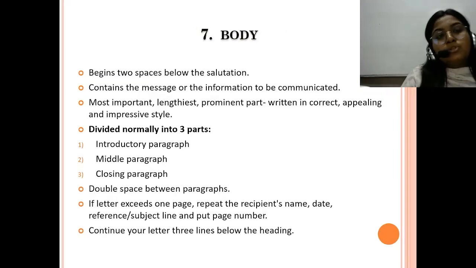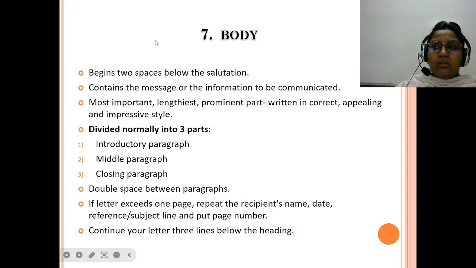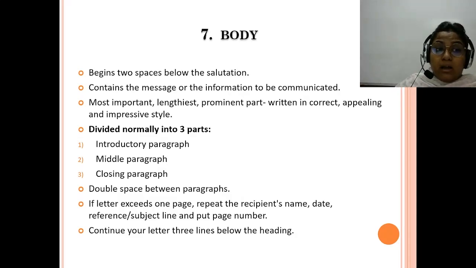Now, next comes the body part. What is a body? So, what is a letter body? This is the root of the business letter. Use single line spacing for readability. You can use an extra line between paragraphs, after the salutation and above the closing salutation.